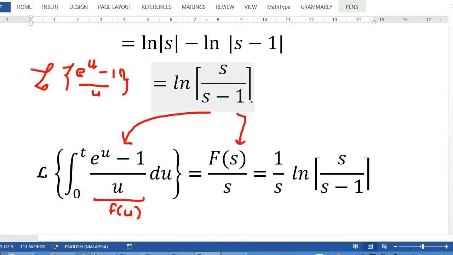So you get this one. Then now you want this one, the integral of e to the u minus 1 over u du. This is using the Laplace transform of an integral, which is F(s) over s, where this is the F(s), and you divide it by s.